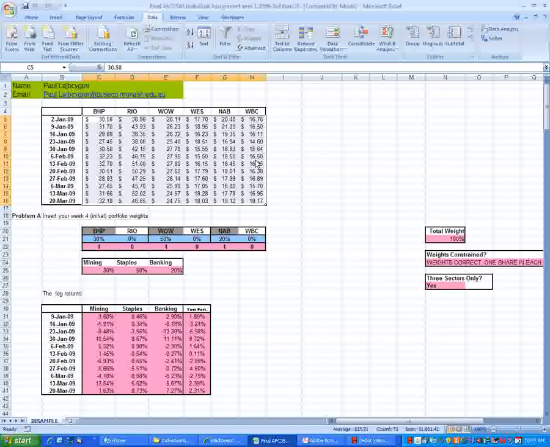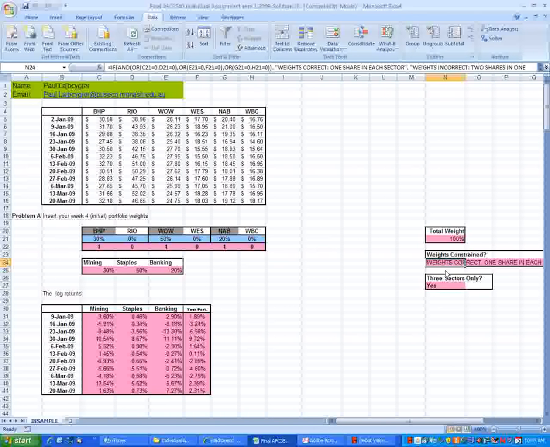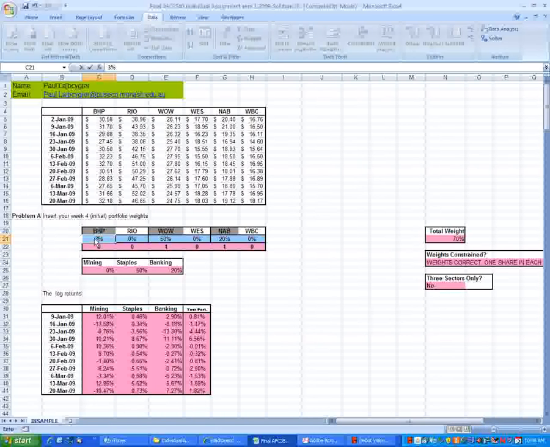So, I give you the pricing data as you can see. And what you're required to do is insert your initial weights when you first began the assignment in the blue here. And you need to check that your weights, first of all, add up to 100, and that you get one share and only one share in each of the sectors, and that each of the 3 sectors are actually used. So, for example, at the moment I've got 30% in BHP and 0 in Rio. If I made this 0, you would see that the total weight is only 70%, and not all of the 3 sectors are utilised. So, that's just a check for you there.